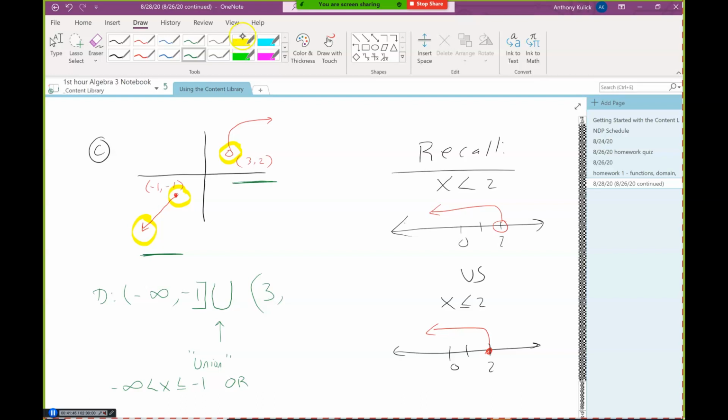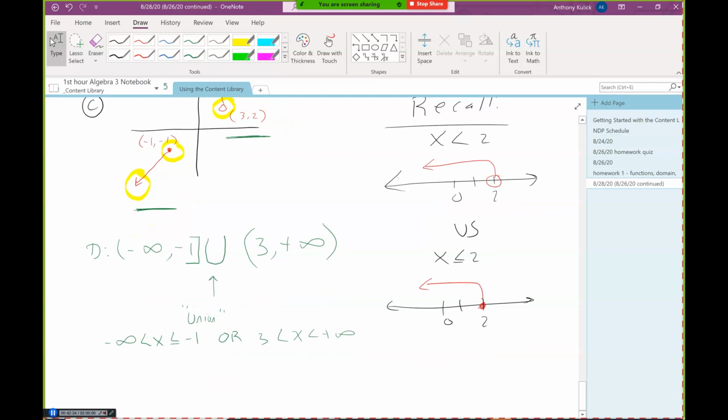Good. So the rightmost point then would be positive infinity. So far, so good? So again, as in inequality, that's what that interval is really saying.